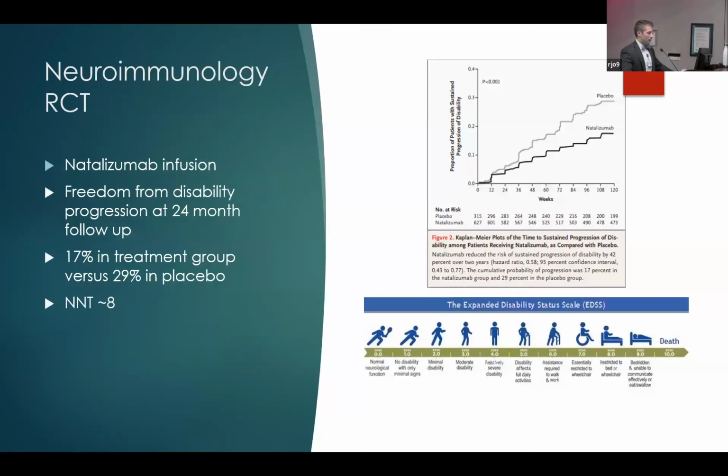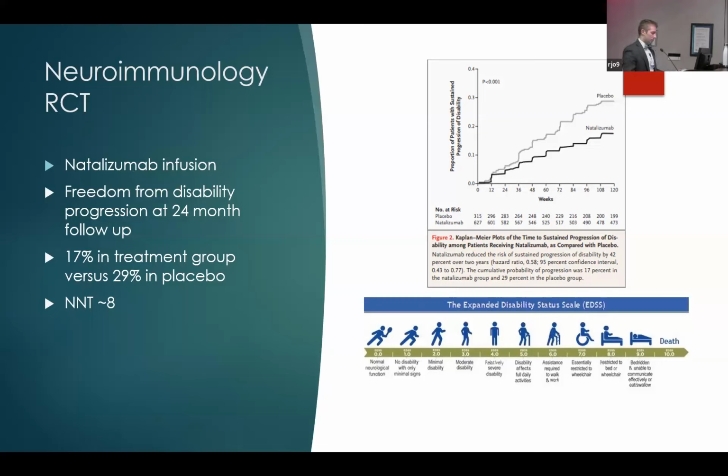Okay, this is the last one as far as examples from subspecialties of neurology. So thanks, Dr. Shaw, for sending me this. This was a really great paper from 2011 on natalizumab and its role in multiple sclerosis. So really great paper. What I loved about this one was they actually had a saline placebo.